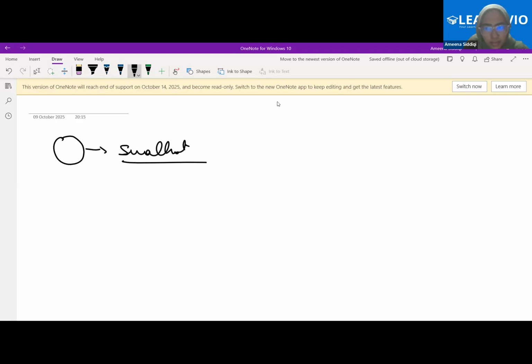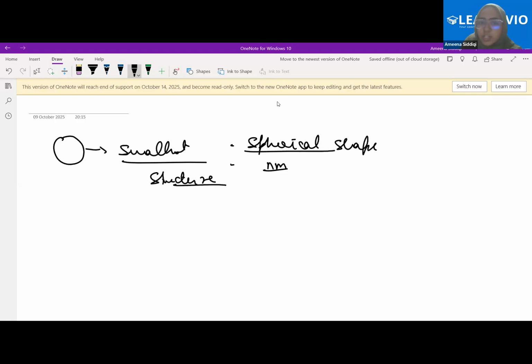What is the shape of the atom? Spherical. Spherical shape. Okay. What's the size of the atom? Very, very small. Yeah, it is. We measure the radius to measure the size, since it's a spherical body, and its radius is measured in nanometers. What is 1 nanometer equal to? 10 raised to the power minus 9 meter. Okay, very small. Clear? Fine.